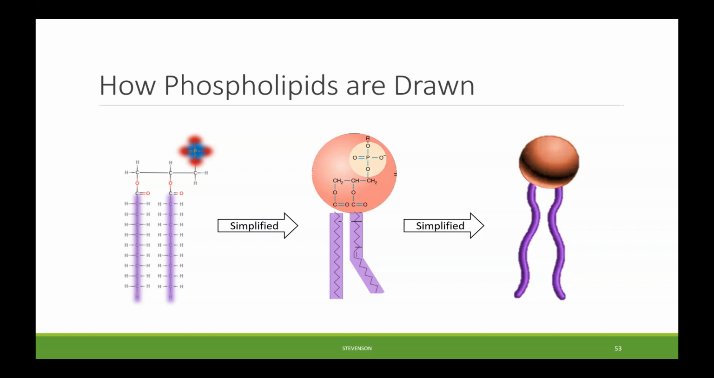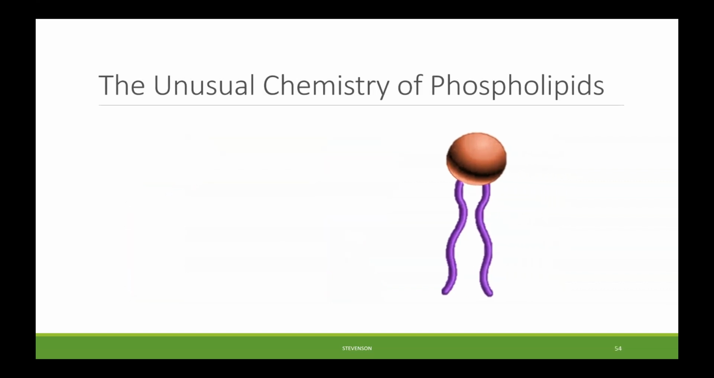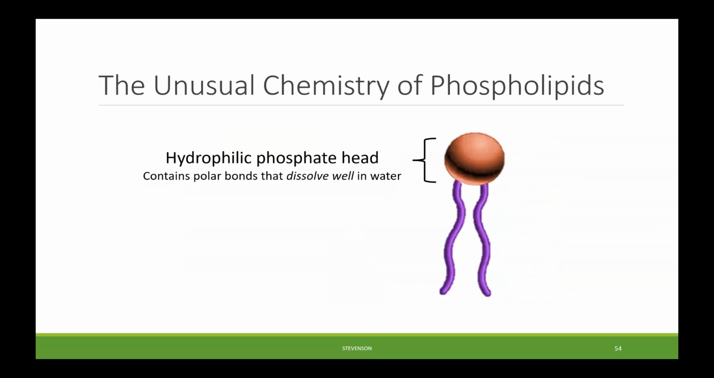Okay, so getting back to the chemistry of the phospholipid. The phospholipid has this unique duality about it, in that one end of the molecule has a polar structure, the phosphate group, that dissolves well in water and wants to be around water. So the phosphate head is hydrophilic. That's the term that means water-loving. It wants to mingle with water.